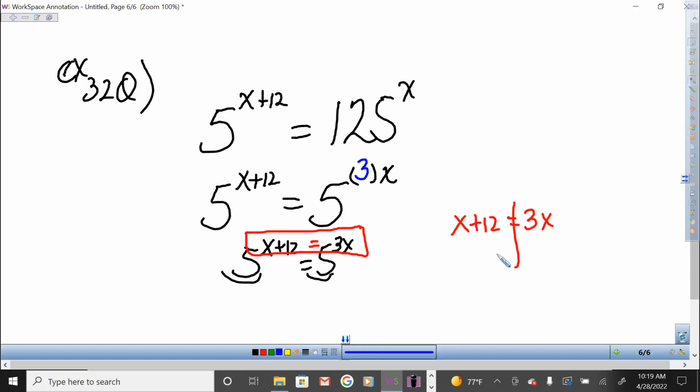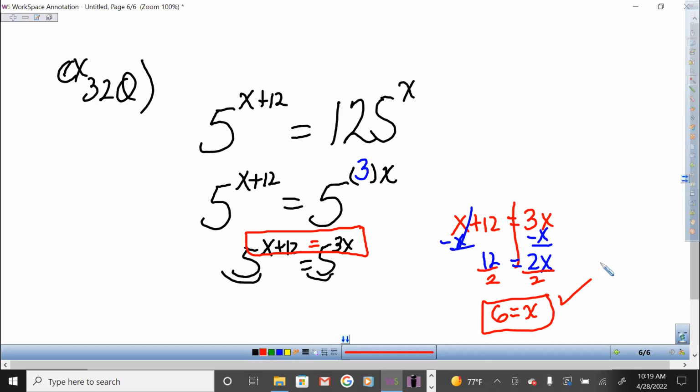Good conversations. All right. Pablo, what do I do? Subtract x to each side. That is correct. We're left with 12 equals 2x. And lastly, everyone, we divide by 2. Therefore, 6 equals x. And that's our solution.